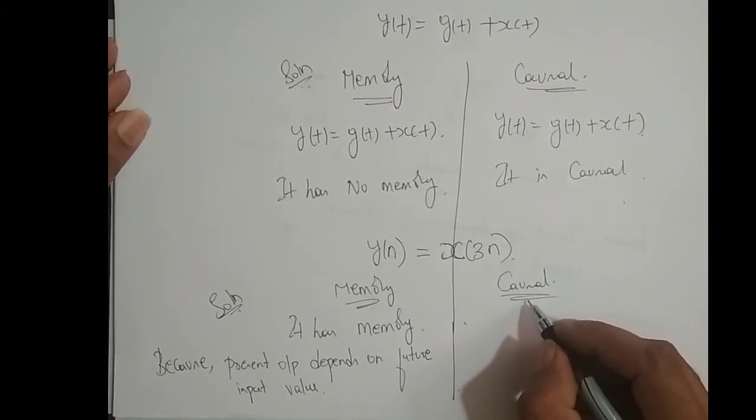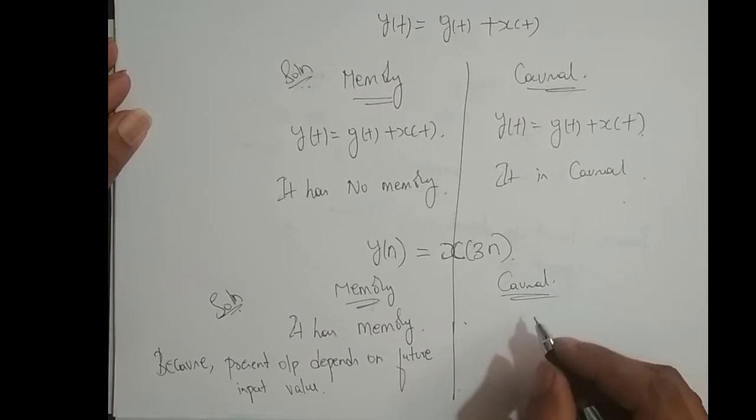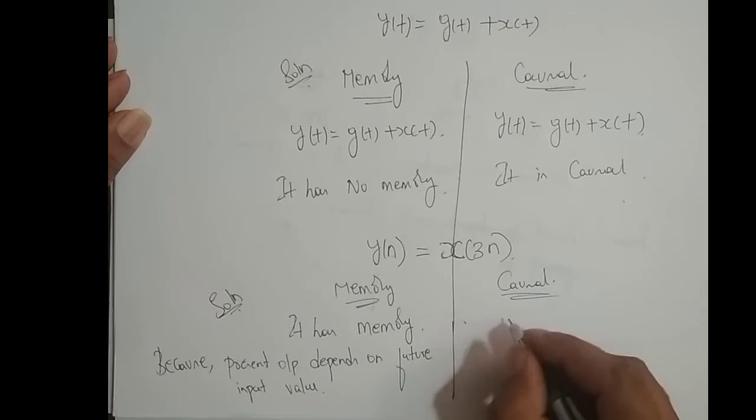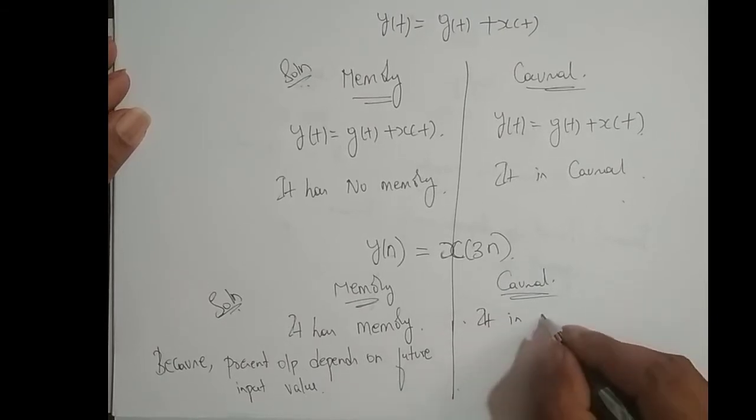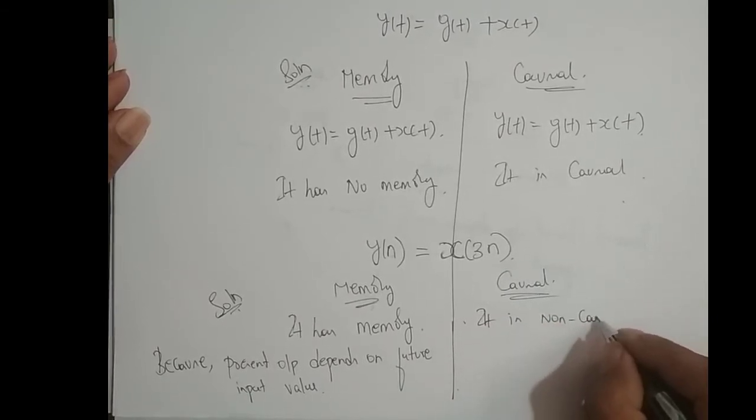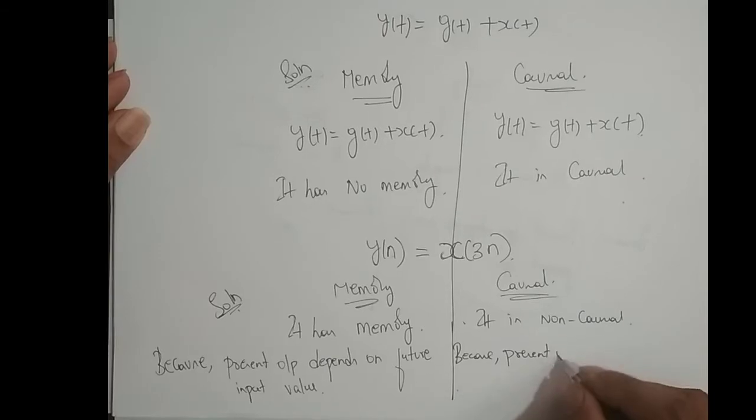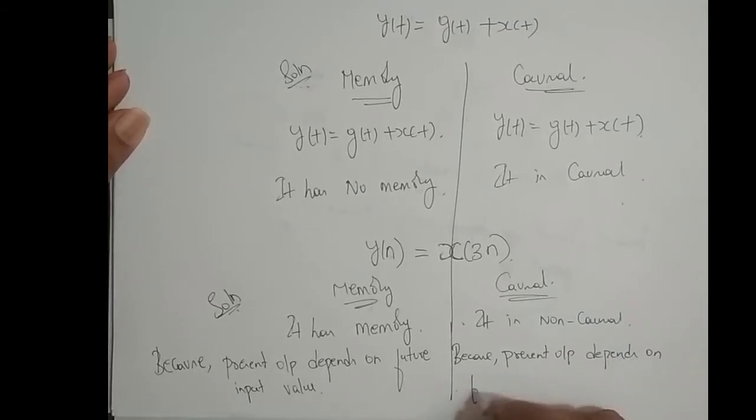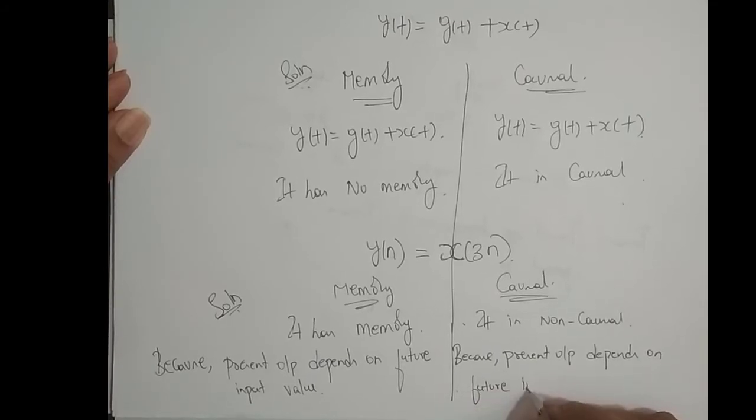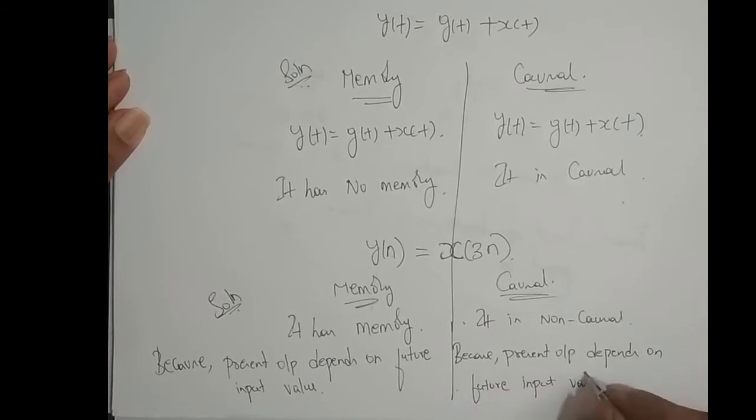Okay, what about causality? So it is non-causal, right? Why? Because what is the definition of non-causal? If the present output depends upon future input value, then the system is non-causal, no? So it is non-causal. Why? Because present output depends on future input value.